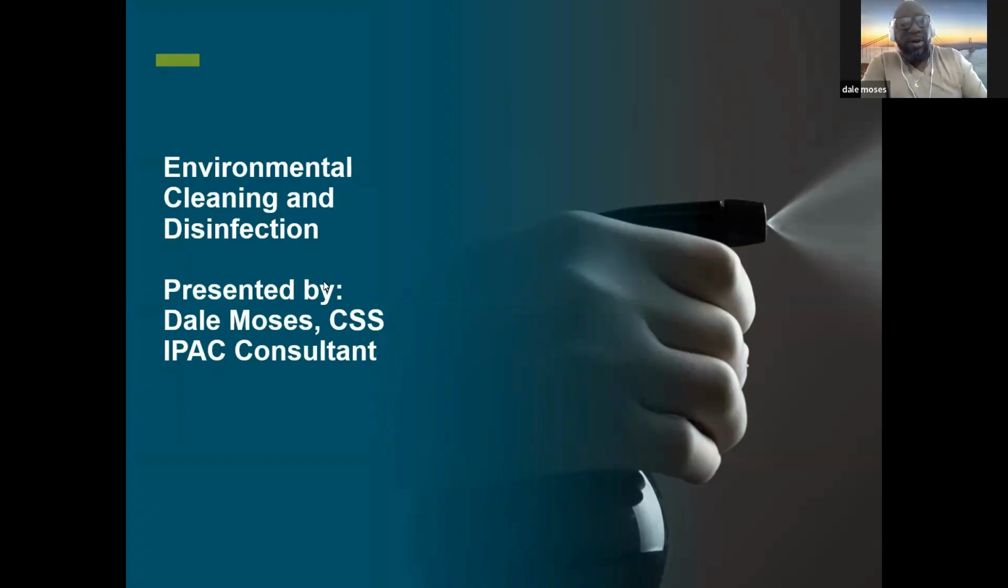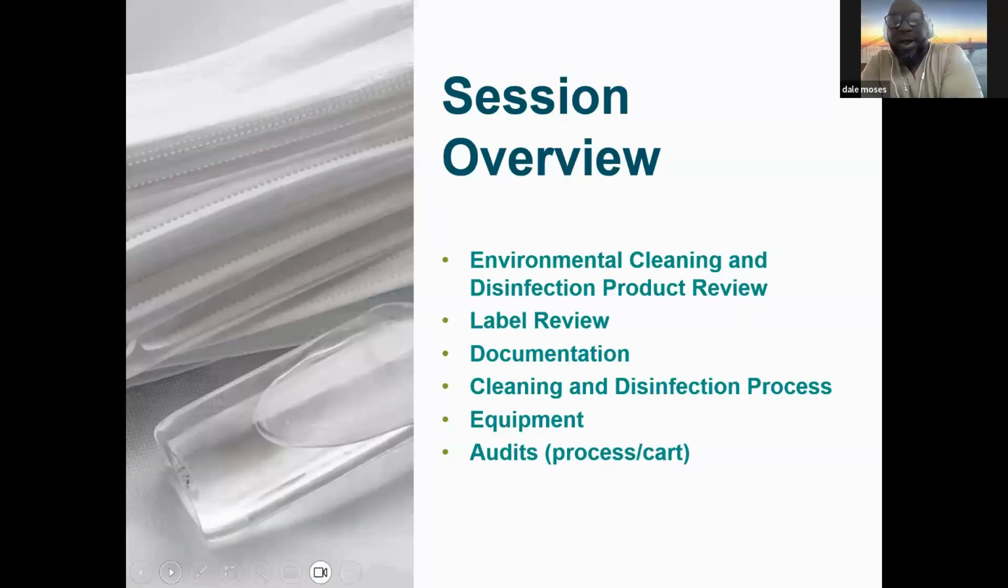And eventually, we're going to touch upon some newer things towards the end, such as new technologies that we've dealt with. So again, just as an overview, it's going to be a 45-minute presentation on environmental cleaning and disinfection product review. We're going to talk about label review. We're going to talk about documentation. Then we're going to get into cleaning and disinfection processes. We're going to talk about equipment audits in terms of process and cart audits. And then I did not put it underneath here. We're going to talk about new technologies.